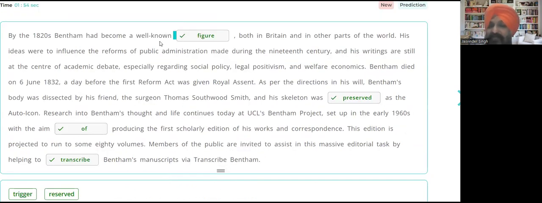So why did I pick the correct answer? Well-known figure is a collocation here. Skeleton was preserved means saved. Aim of producing, so aim follows the preposition of, and helping to transcribe, since manuscript is given here. That's why I could pick this. So, even the first time, if a person is getting 50% wrong, you are going on the positive side. But a second time, if you're doing these readings, they should not get wrong.